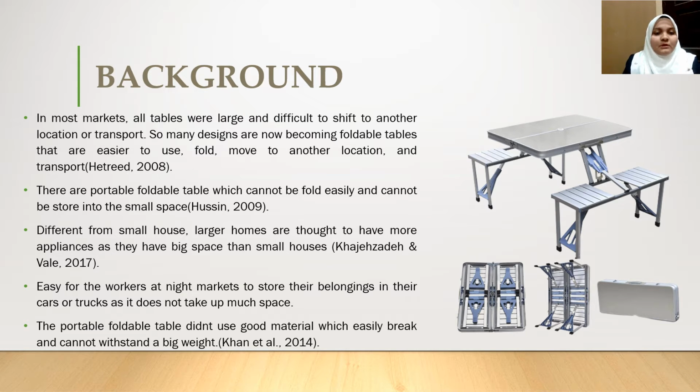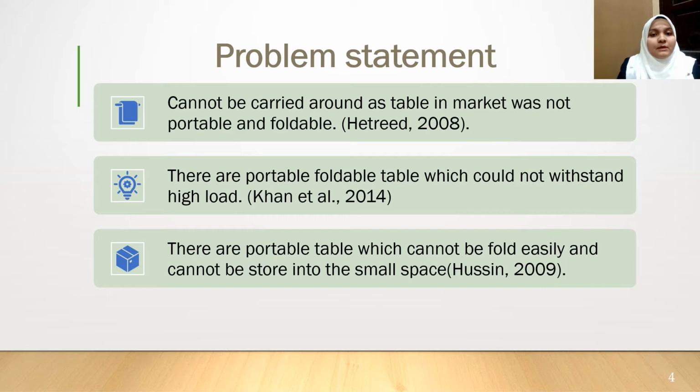And the last one is the portable foldable table that uses poor material which easily breaks and cannot withstand a big weight. This is the problem statement in the portable foldable table. It cannot be carried around as tables in the market were not portable and foldable. There are portable foldable tables which could not withstand high load, and there are portable tables which cannot be folded easily and cannot be stored into a small space.